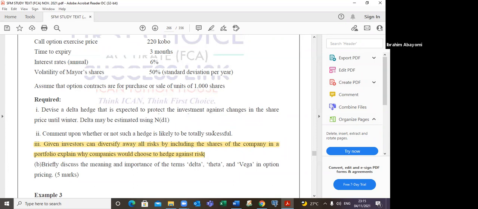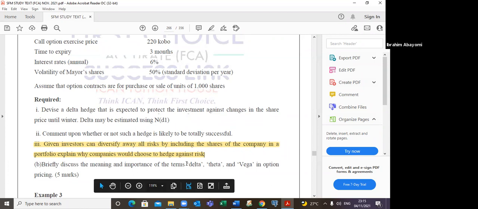Briefly discuss the meaning and impacts of the following terms: delta, theta. So I've explained those ones earlier. So you just go and look at them.